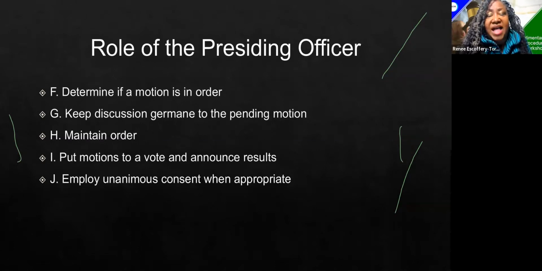Also, the role of the presiding officer is to maintain order. Now, there are other positions in some organizations where maintaining order is their job. So if you have a sergeant at arms or something like that, then it's that person's job to maintain order.